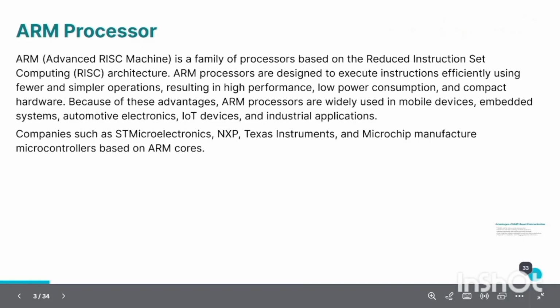ARM processor. The system core is built on the ARM architecture as a reduced instruction set computing, or RISC, pipeline. It executes instructions efficiently using simpler, highly optimized operations. This architecture provides high processing throughput, minimal power draw, and a low silicon footprint.